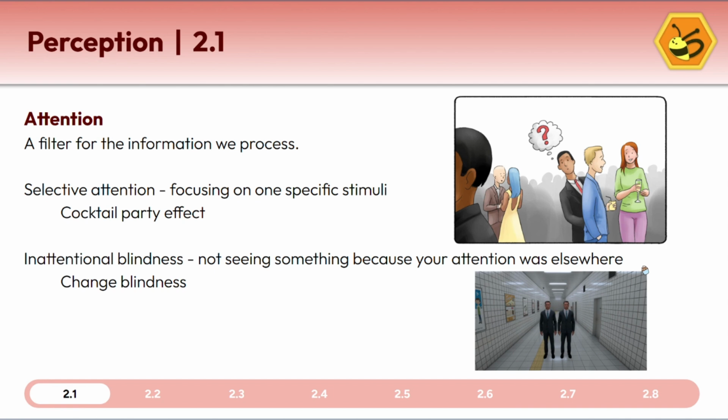Inattentional blindness is when you don't see something because your attention was somewhere else. This happens to us all the time when you're distracted or you're on your phone and your friend goes, "Oh, did you see that?" And you're like, "No." One type of inattentional blindness is change blindness, where you don't notice changes in your environment.